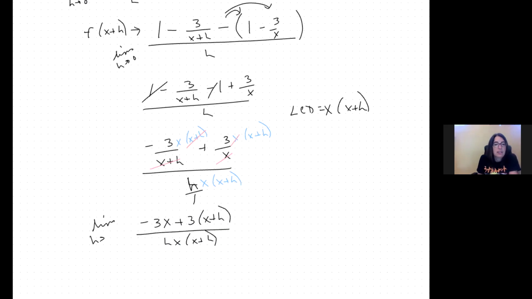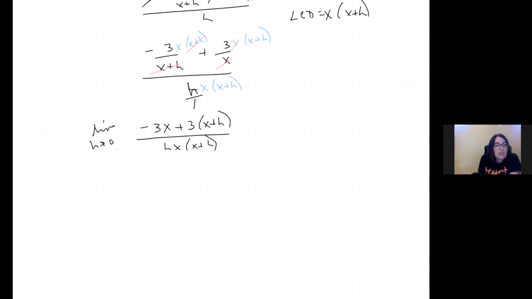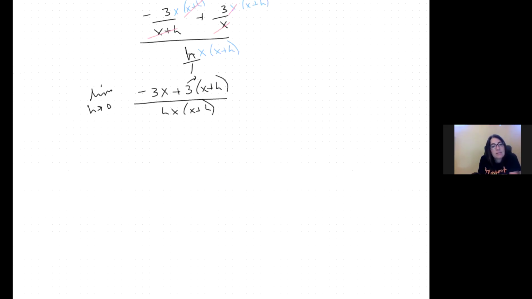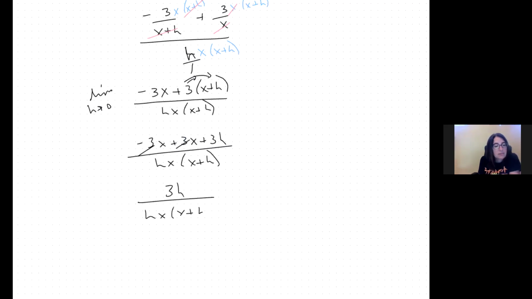Okay, almost done. We will distribute this 3 plus 3h. Okay, and then those cancel. We have 3h. And then now, do you see what cancels still? It's going to be this h to this h. This other set we can't touch. That is a grouping, and we can only cancel once on the top and bottom. So we have this.